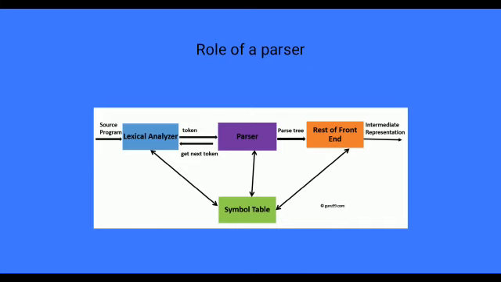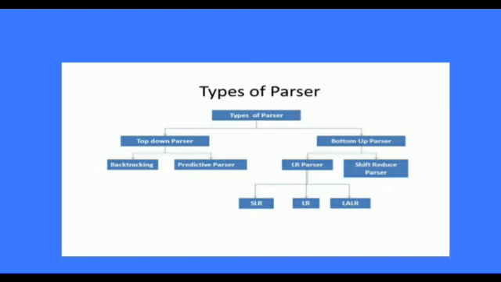Again, there are different types of parsers, as shown in the diagram. Mainly, the parser is divided into 2 types: the top-down parser, and the bottom-up parser. The bottom-up parser is also called the shift-reduce parser. Top-down parser is again divided into 2 parts, that is backtracking and predictive parser. Bottom-up parser is again divided into 2 parts, that is operator precedence and LR parser. And the LR parser is divided into 3 parts, that is SLR, LR and LALR.